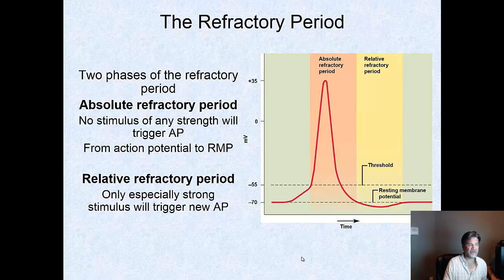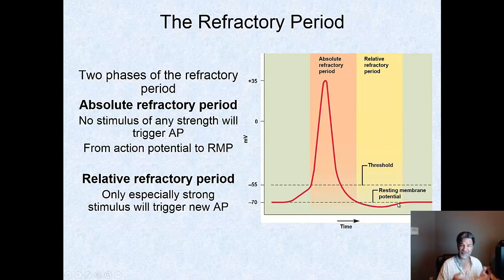Now let me go back. I want to go back here. So we have the absolute refractory period where we can never have another action potential. It's impossible. And then eventually, once we hit resting membrane potential on our downward slope and we reach the hyperpolarization section, then we can have another action potential.